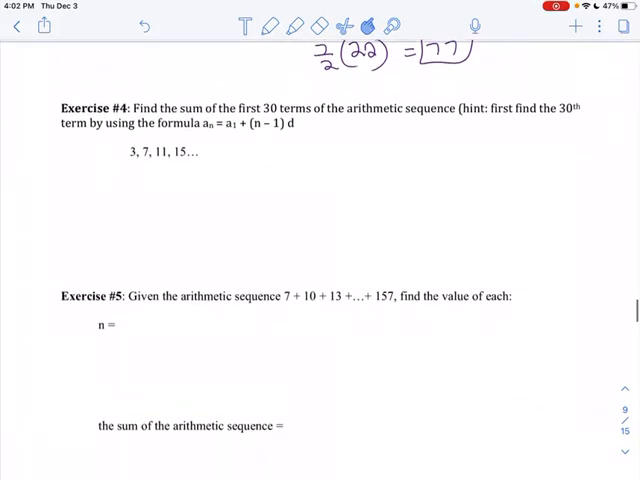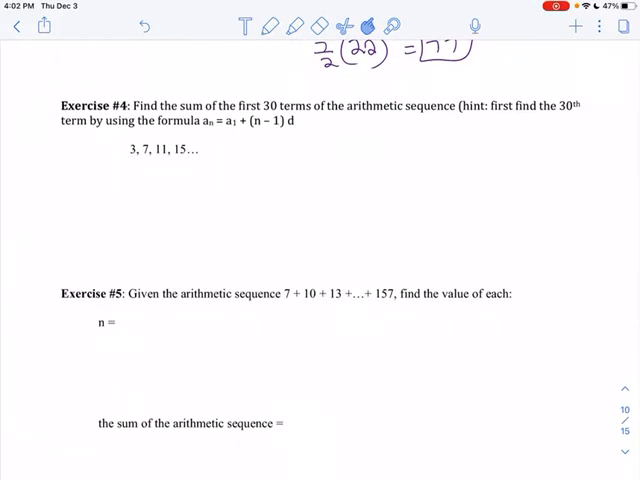So exercise 4, I want to find the sum of the first 30 terms of the arithmetic sequence. Hint, first find the 30th term by using the formula. All right, so this is just like that last one, so we're going to try it again. The common difference here is 4 each time, so d is 4. All right, and I have to use my formula, and the formula is right here. That's what I just used on the other side. I didn't write it down though.